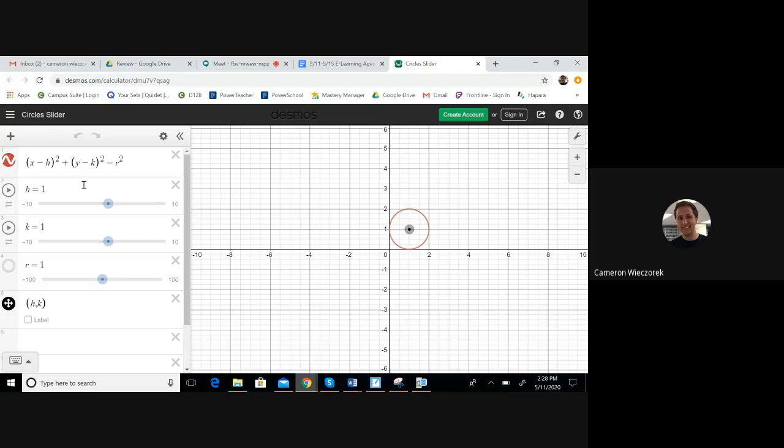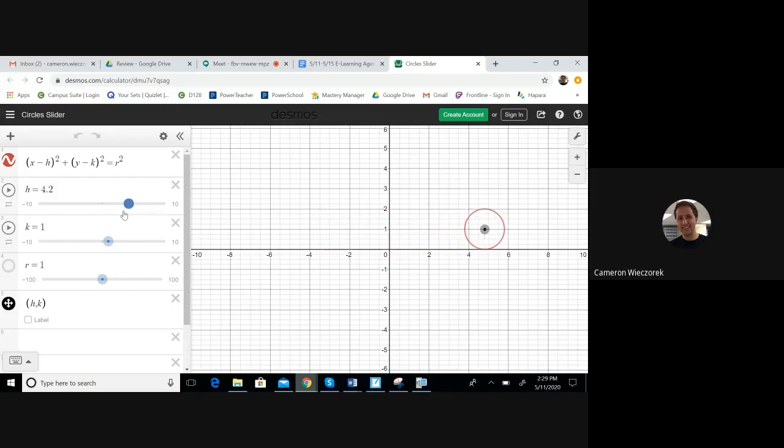So before you play around with it, take a prediction. What do you think the h value is going to affect? Notice it's next to the x, and the k is next to the y. Think about what the h value might change if I was to change that value on the circle. Put a guess in your head, and then we're going to test it. Right now, h is set to 1. Let's say I start moving it around. Notice the circle starts moving left and right.